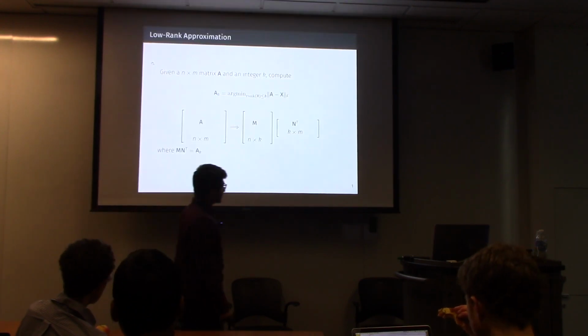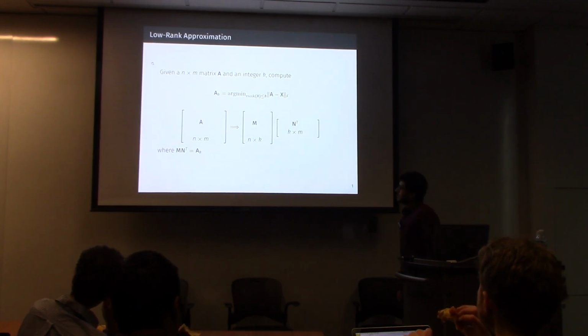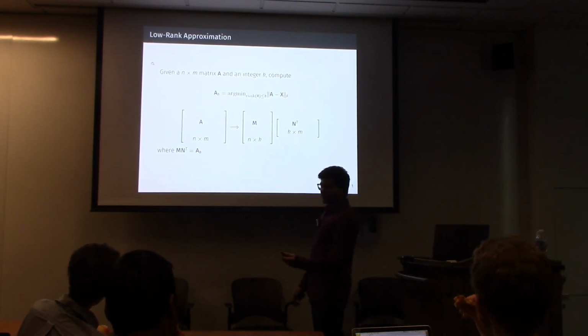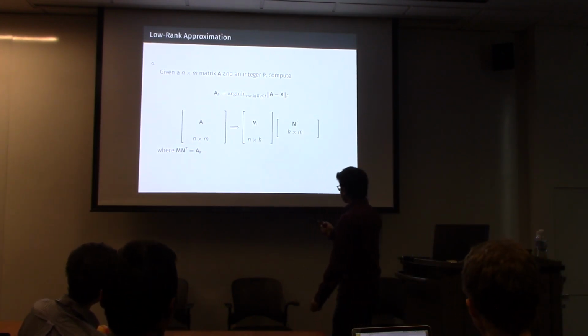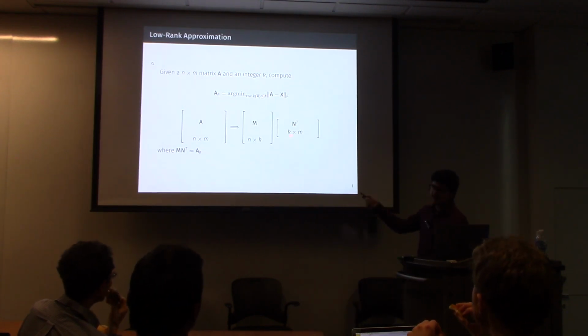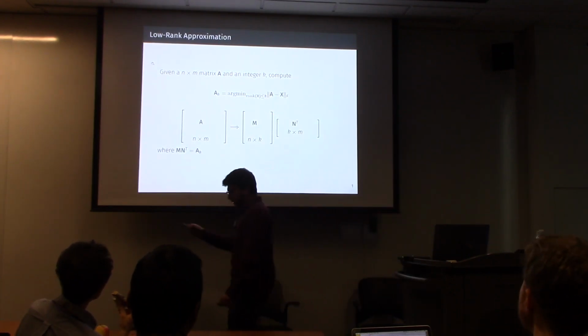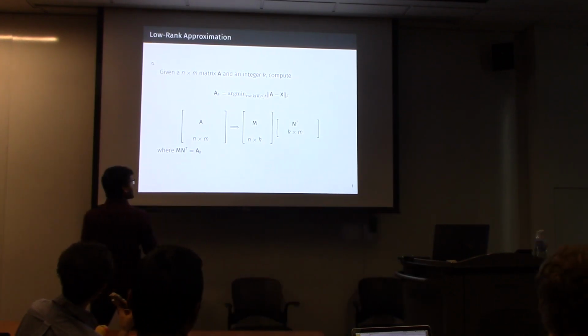Okay, so low-rank approximation. Here we're given as input an n by m matrix A and an integer k. And what we want to do is find a rank k matrix X that minimizes the Frobenius norm difference between A and X. The Frobenius norm difference is basically just you take the sum of squares of every entry of the matrix, and then you take the square root.